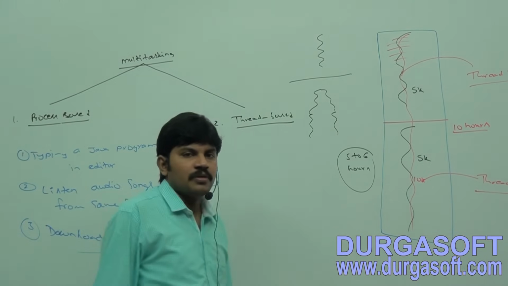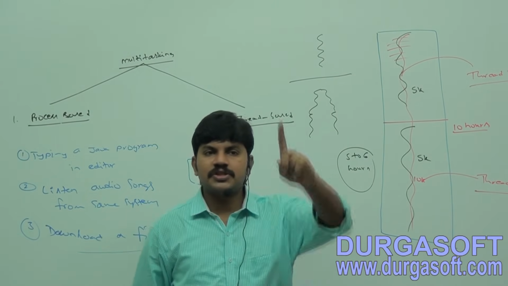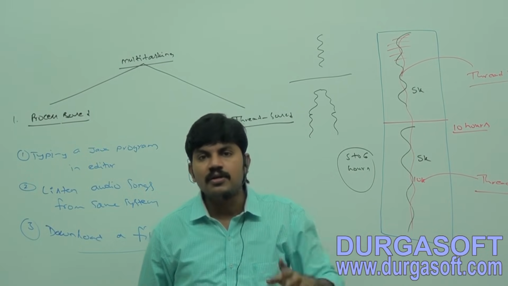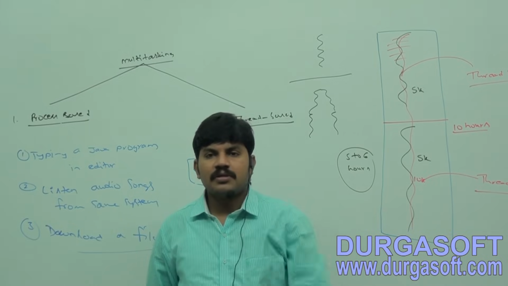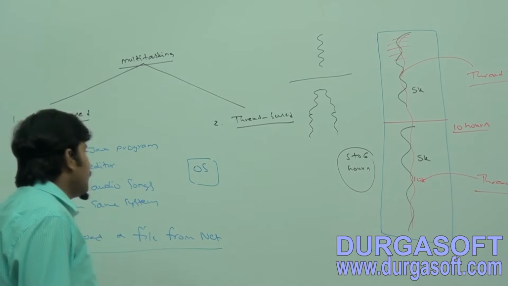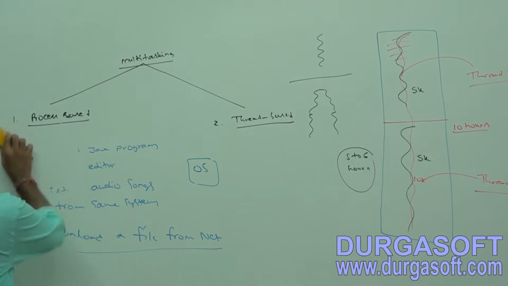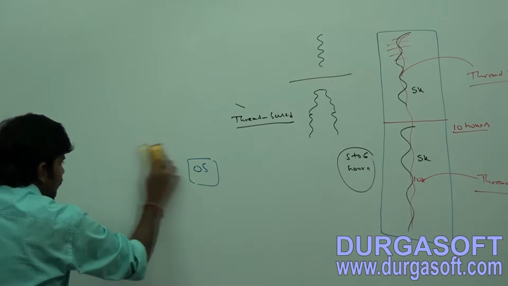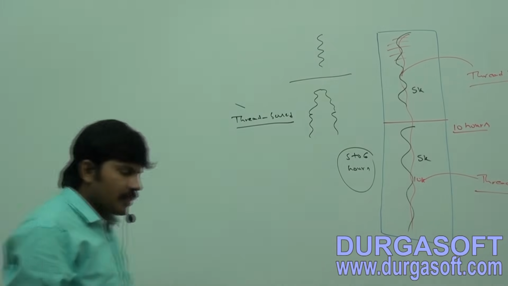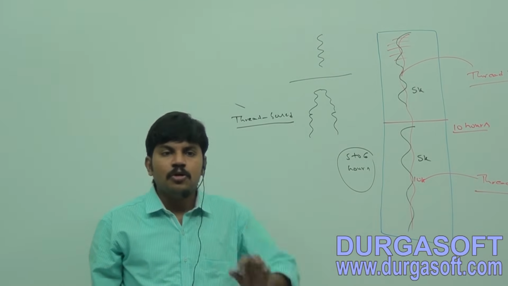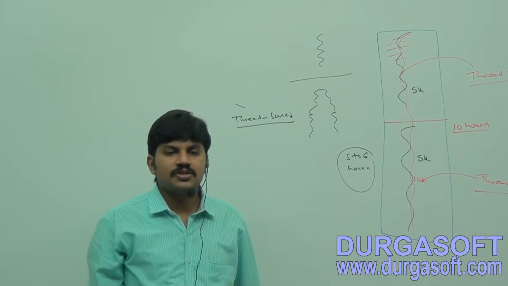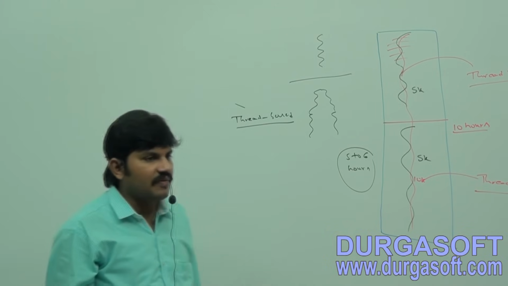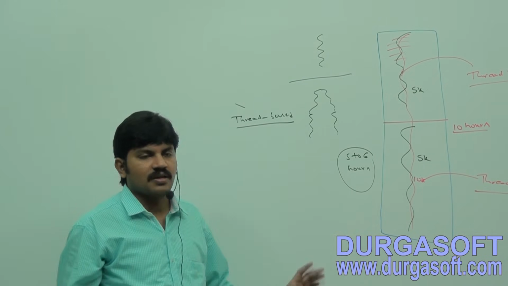Are you getting? Do you know thread based multitasking is best suitable at the programmatic level, but process based multitasking is best suitable at the OS level. Observe the difference, right? Thread based multitasking is best suitable at the programmatic level. Okay, that's all.